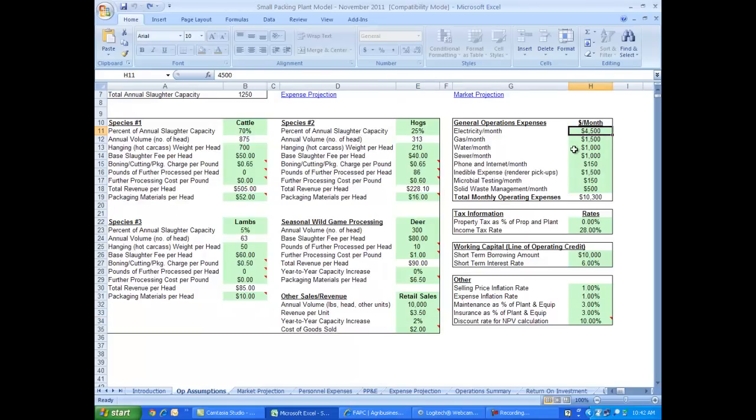Expenses for operating such a business, the most basic ones are going to be electricity, gas, water, and sewer. Of course, you also have to consider phone and internet expense, maybe even considerably more expense in the phone and internet area if you're a federally inspected facility where your USDA inspector has to have his or her own separate showers, locker room, office, separate phone line, separate internet line.